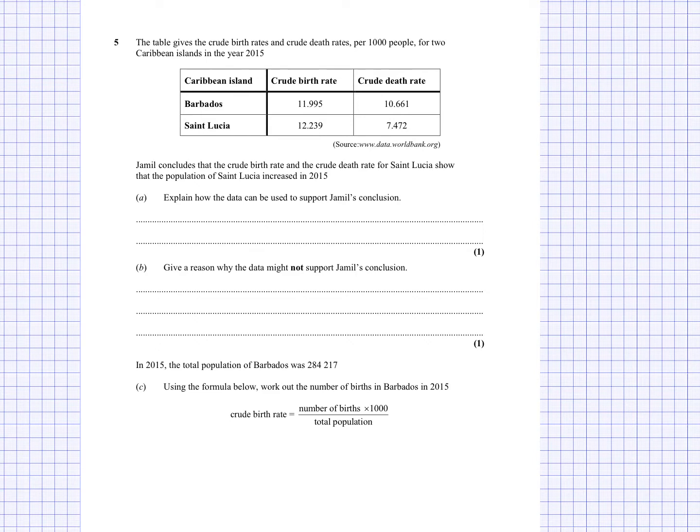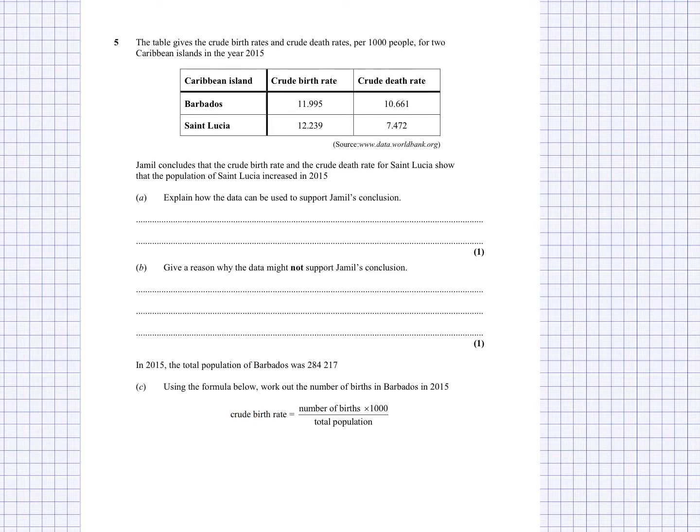Question C now is saying, in 2015, the total population of Barbados was 284,217. Okay, so Barbados is here, this row there. Using the formula below, work out the number of births. The number of births is here at the top of this fraction in Barbados in 2015. So I've got population here, that goes at the bottom of the fraction. I need to find the number of births, I can put an X there.